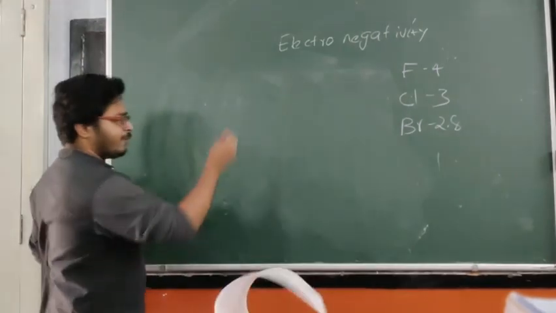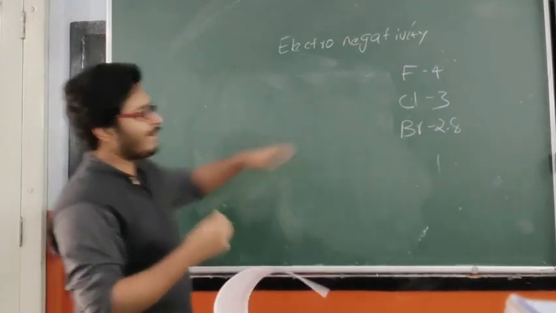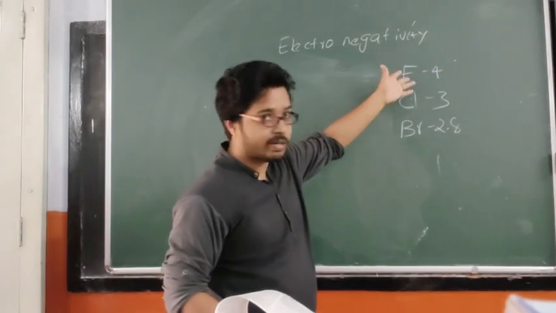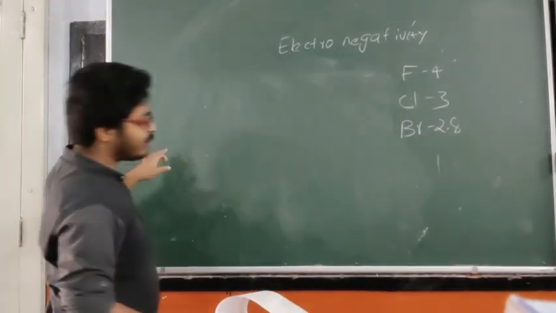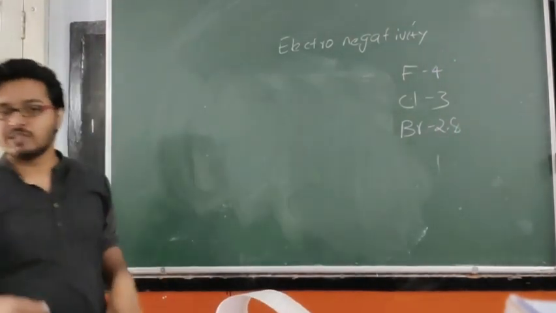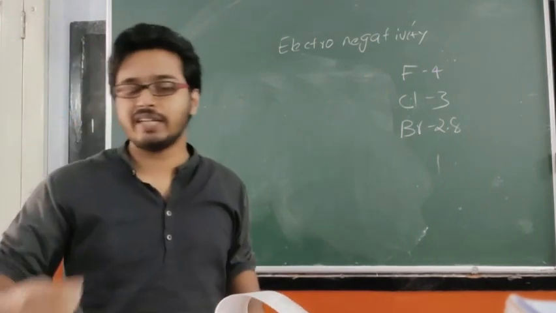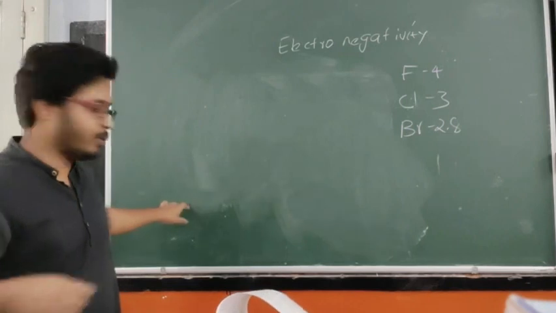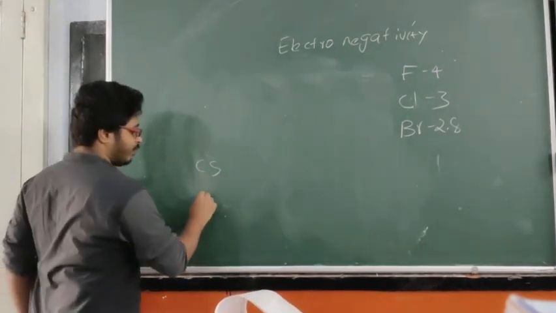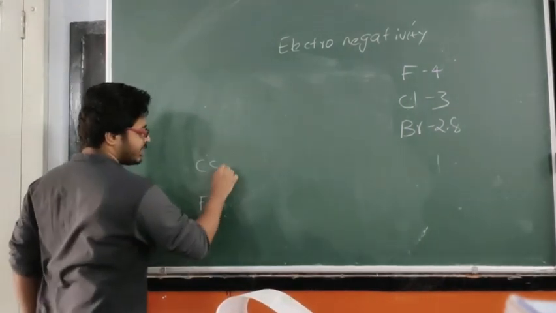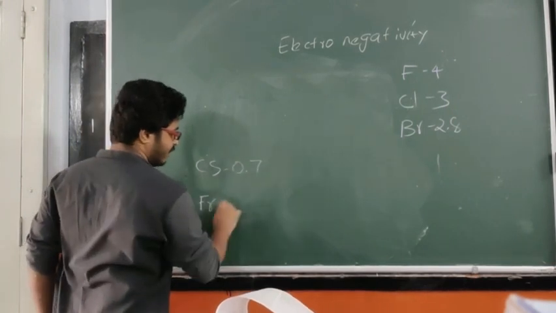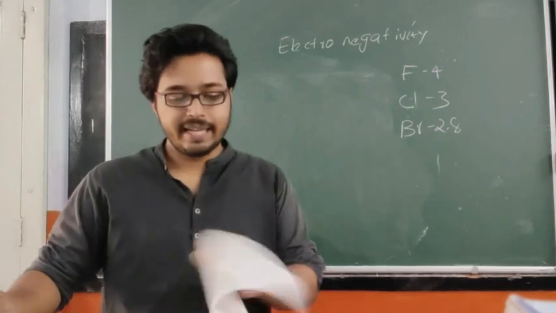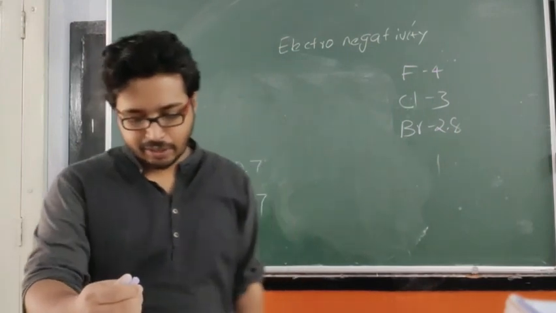We have discussed that the element with the highest electronegativity is fluorine, at 4, and the lowest are cesium and francium. Where do cesium and francium sit in the periodic table? It is in the first group, bottommost. Here is our cesium, and below that we have francium. Both of them have 0.7 as their electronegativity value.